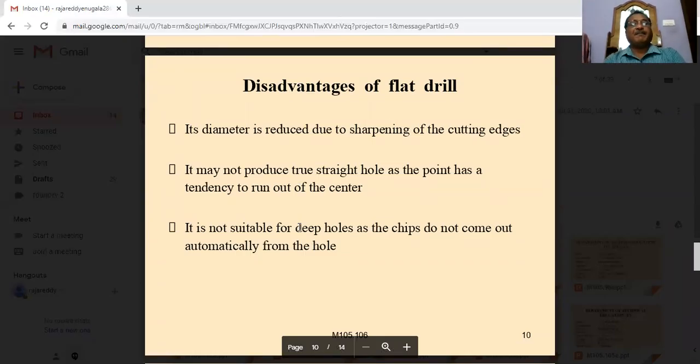Disadvantages of flat drill. Its diameter is reduced due to sharpening of the cutting edges. It may not produce a true straight hole, as the point has a tendency to run out of the center. It is not suitable for deep holes, as the chips do not come out automatically from the hole.